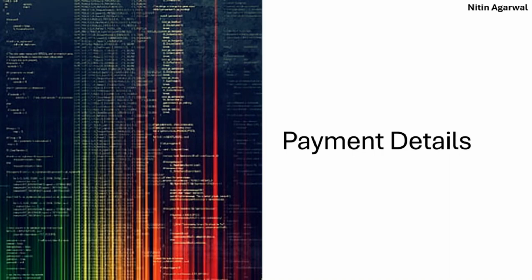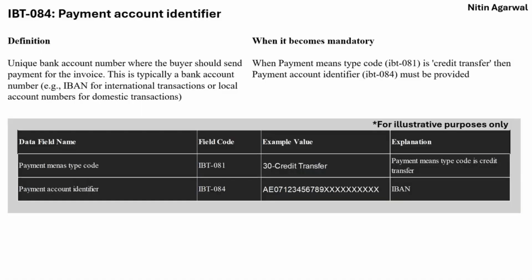Lastly, we will discuss the fields that are required to be captured for payment details in the standard tax invoice. The payment account identifier is the unique bank account number. It can be an IBAN number for international transactions or the account number for local transactions. This data field becomes mandatory when the payment means type code is credit transfer in the standard tax invoice.